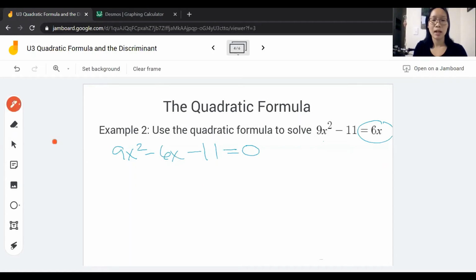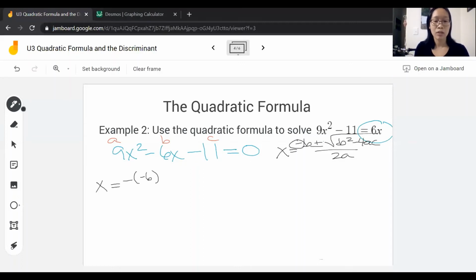Now my a is 9, my b is negative 6, and my c is negative 11. I'm going to recopy the quadratic formula so I know what to plug in where. When I plug in, my x is negative b, which comes with the formula. My b is negative 6, so it's 6 plus or minus the square root of negative 6 squared minus 4 times 9 times negative 11 over 2 times 9.